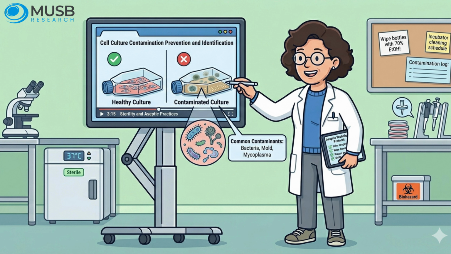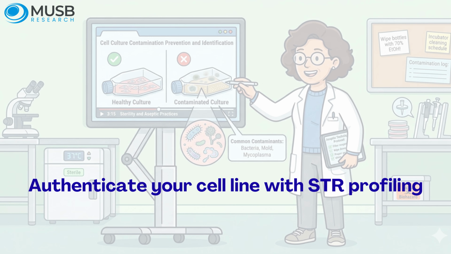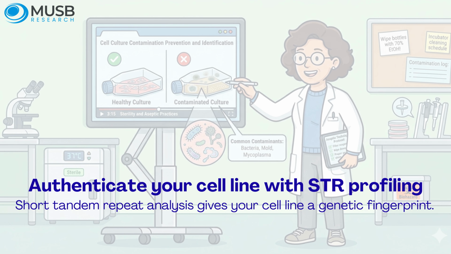This isn't hypothetical. It happened, at an extraordinary scale. We'll tell that story in full at the end of this episode. But here's the takeaway now. Authenticate your cell line with STR profiling. Short tandem repeat analysis gives your cell line a genetic fingerprint. If it doesn't match the database, you don't have what you think you have.